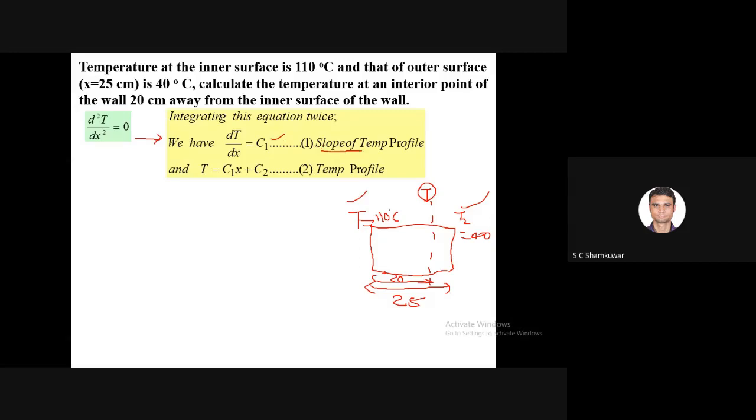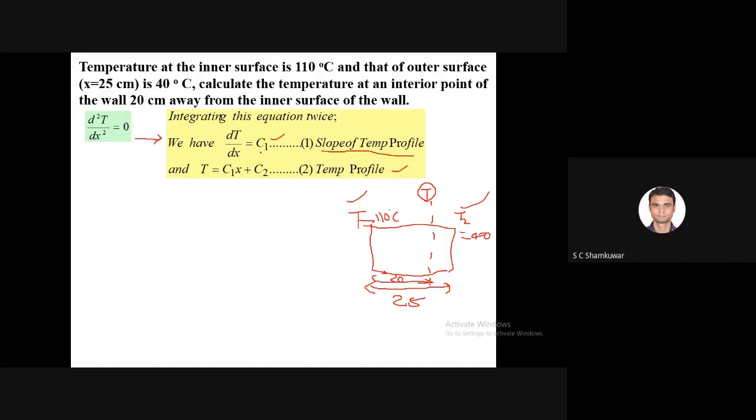C1 is a constant. This is the slope of the temperature profile. And again, integrate this equation one also. What will you get? Temperature is equal to C1x plus C2. This is the temperature profile.